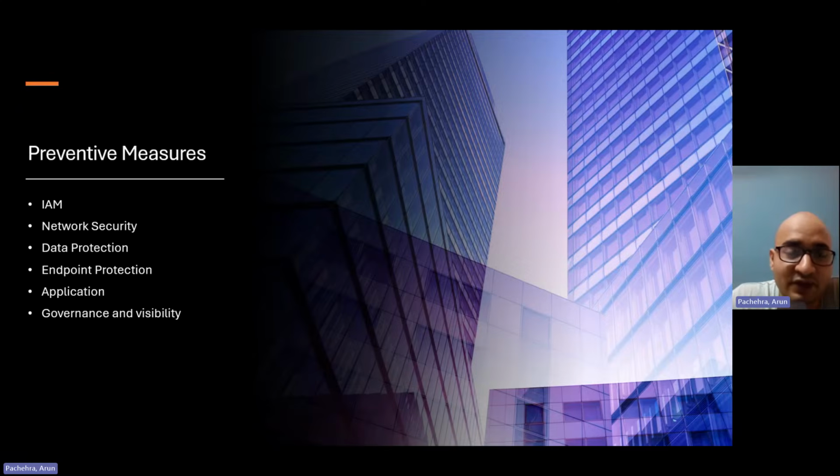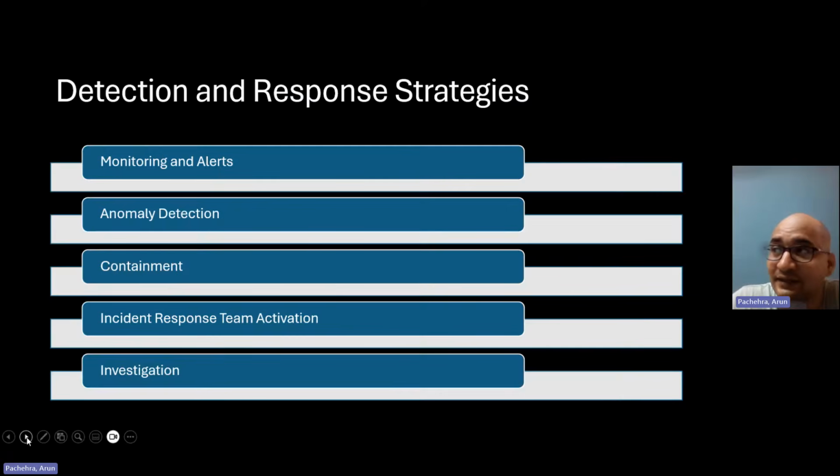Now, once we have everything in place, you never know, still things can happen. So, what should we have? We should have detection and response strategies, monitoring and alerts. We must enable and customize security alerts in MS Defender to catch suspicious activities. We must use Azure Sentinel to aggregate logs and set up alerts for unusual activities.